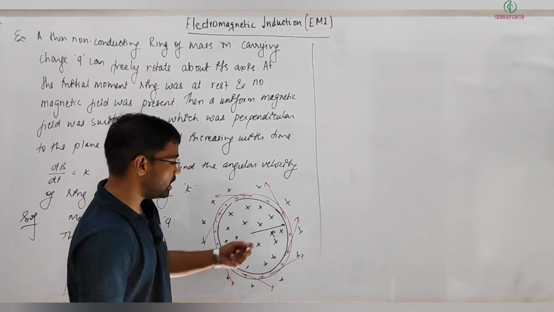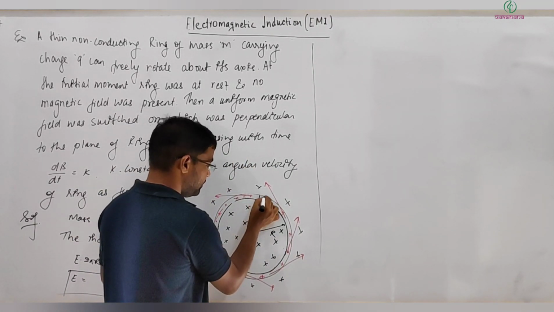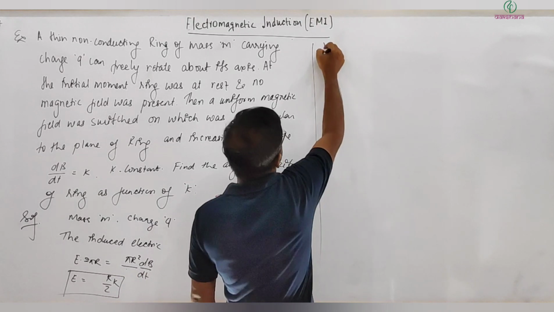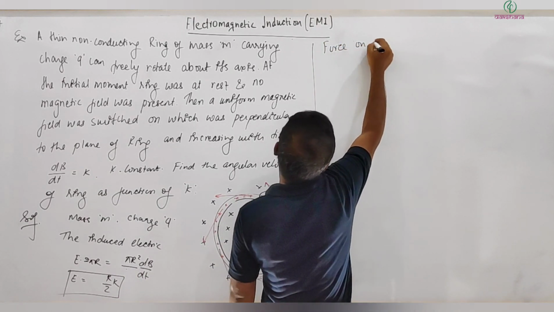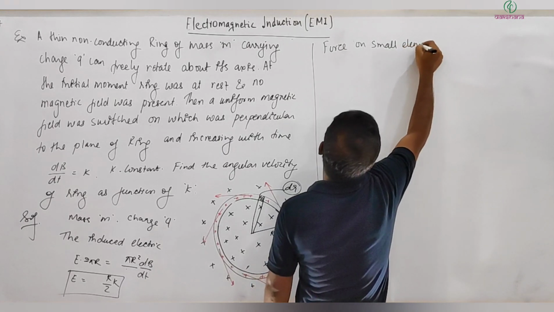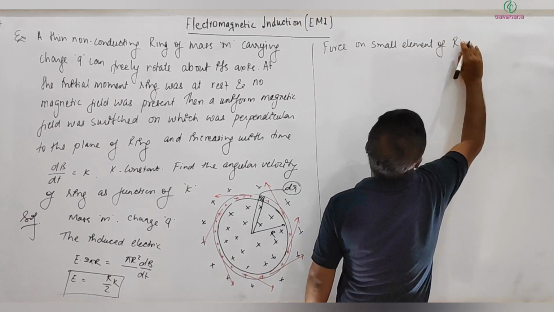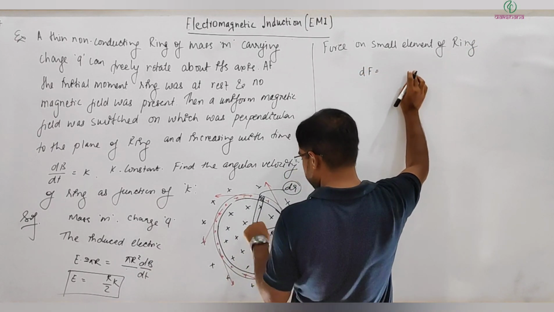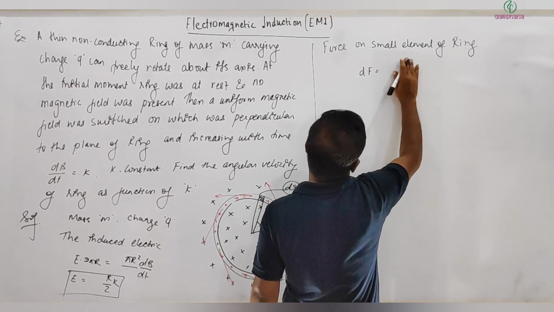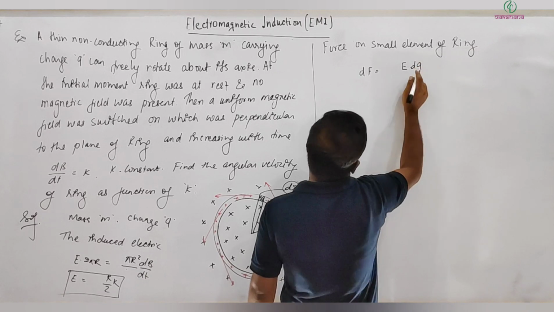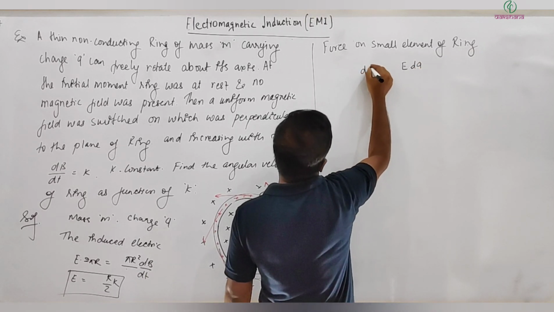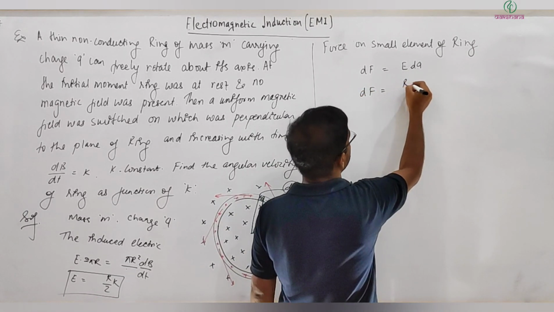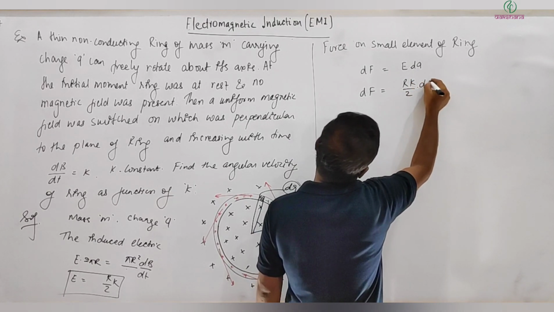Now if I take a small element of this ring, on this element there is some charge dq. So the force on the small element of the ring, this dF, can be written as E into dq, this is dF, correct, and E is r k by 2, multiplied by dq.